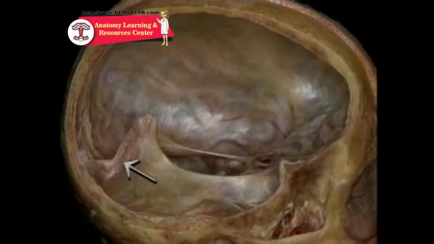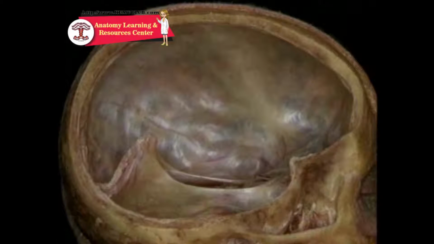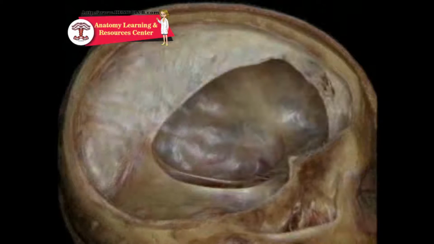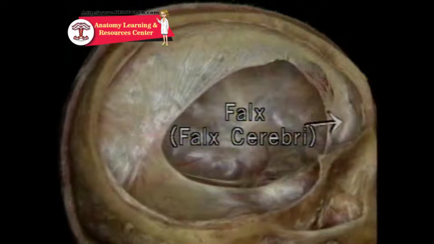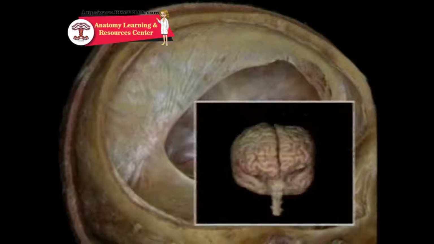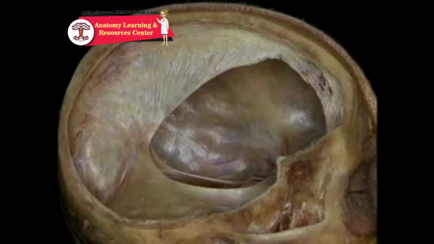In the midline, the tentorium is attached to the other major partition, the falx, which we'll add to the picture. This is the falx. Its full name is falx cerebri. The falx forms a midline partition between the two cerebral hemispheres. Here's its attachment to the tentorium.